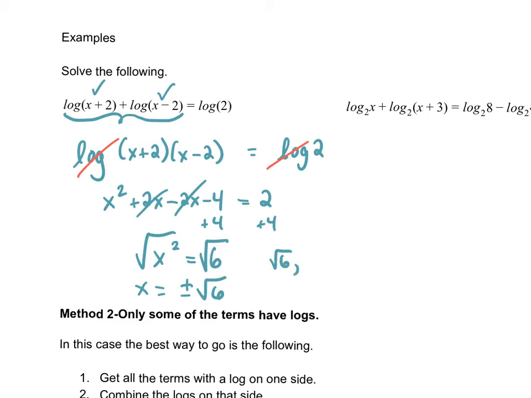I like it. But what about negative square root of 6? Well, negative square root of 6 minus 2 does not work in this one. So the negative root actually does not work. So we only have one solution to this, and it's just square root of 6. We have to be very careful that if we ever have an answer that makes the log argument negative, we have to eliminate it.